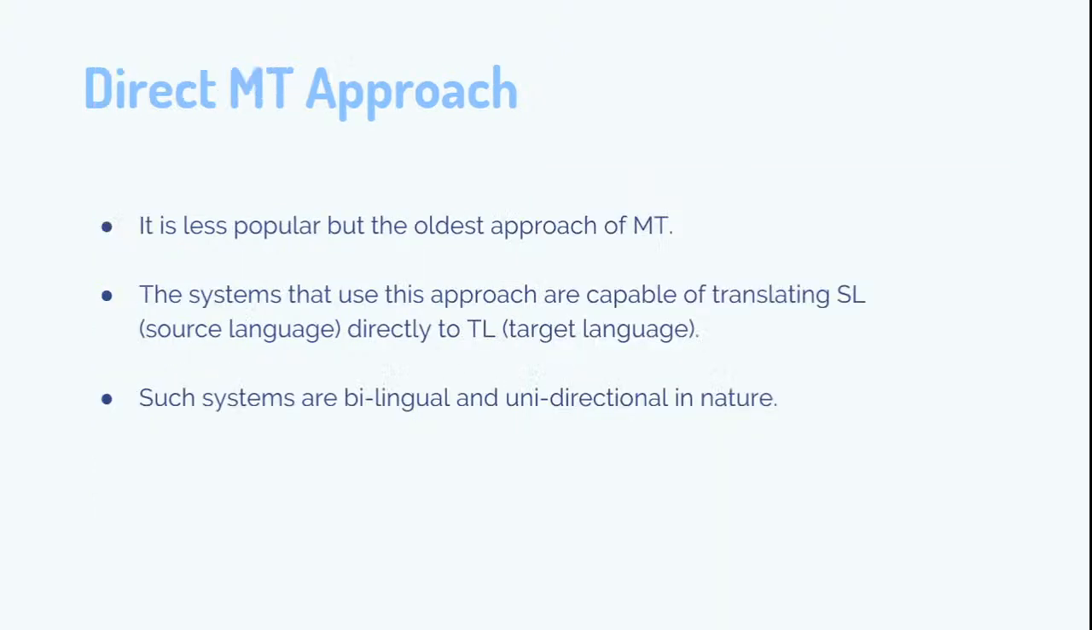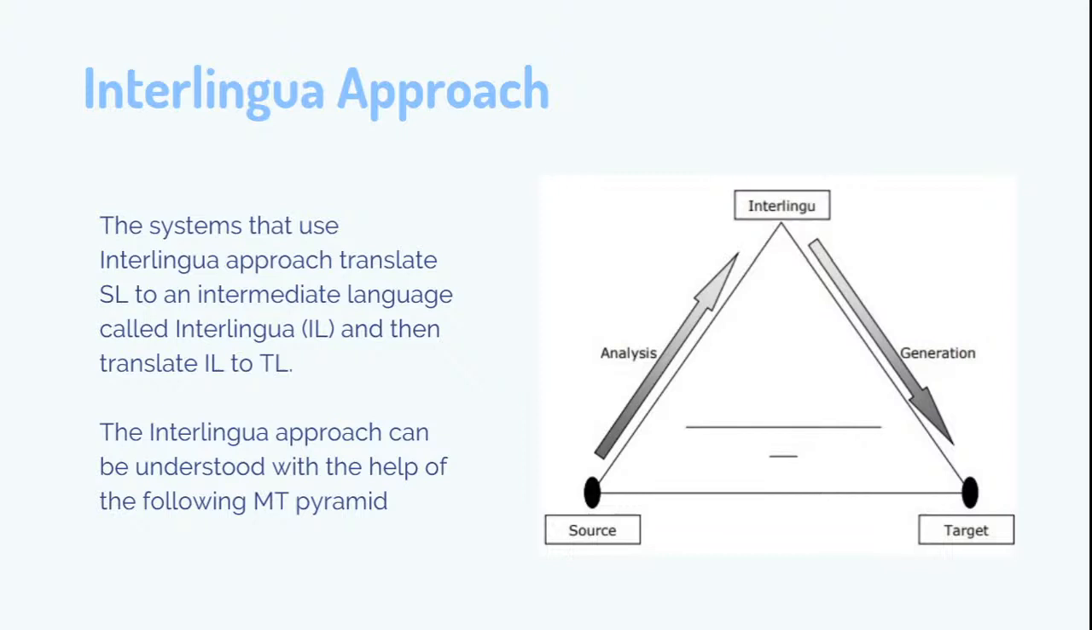If it is a direct MT approach, we just convert a word into some other language, just a word. The interlingua approach can be understood with the help of the following MT pyramid. Based on this pyramid only, it will check the data.